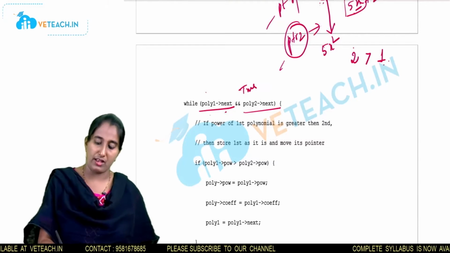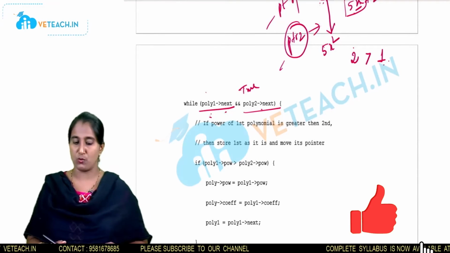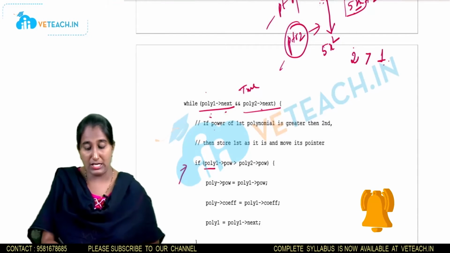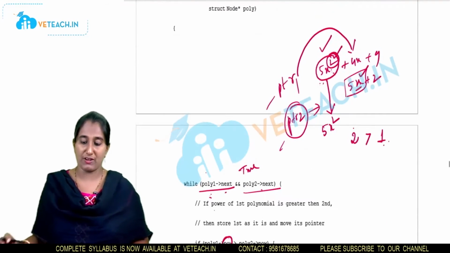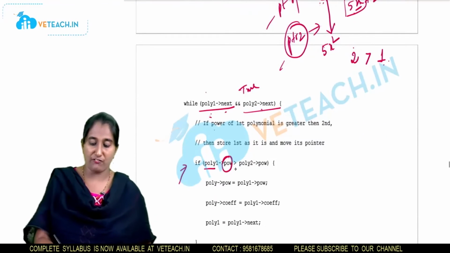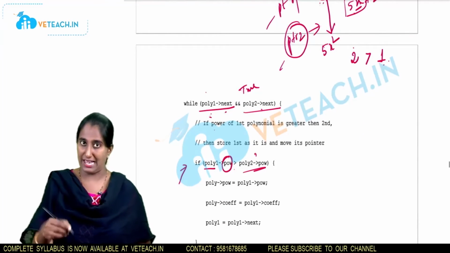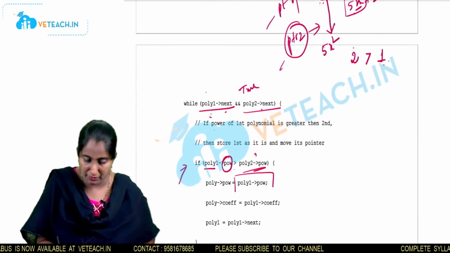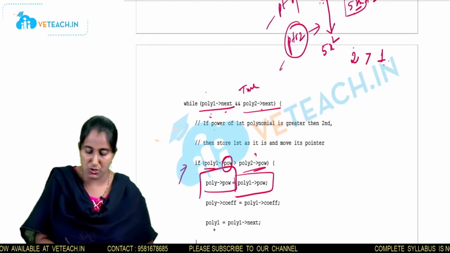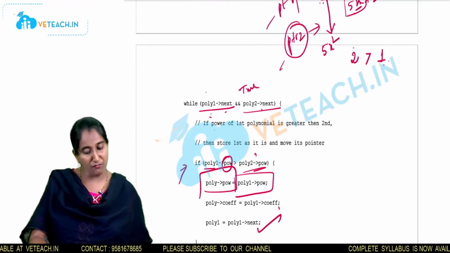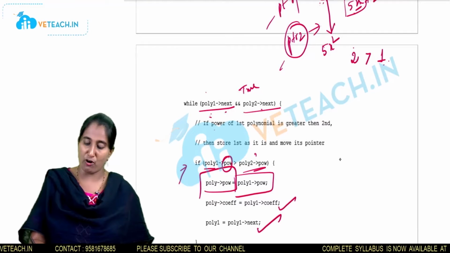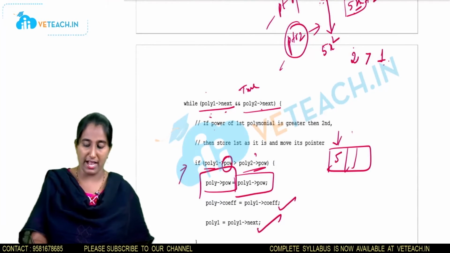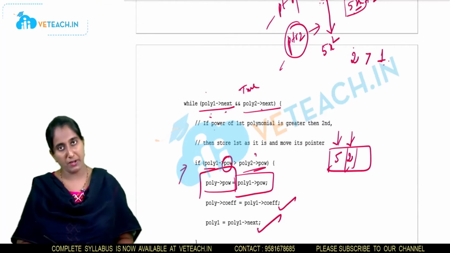If both expressions have true values, then we should check the condition. What is that condition? What is the poly 1 power? Initially 2. If it is greater than the poly 2 power, as I said, we should carry this poly 1 power to the result, and the coefficient also should be carried out. So for the result, the 5x square, first of all the coefficient should be carried out, and later the 2 should also be carried out.